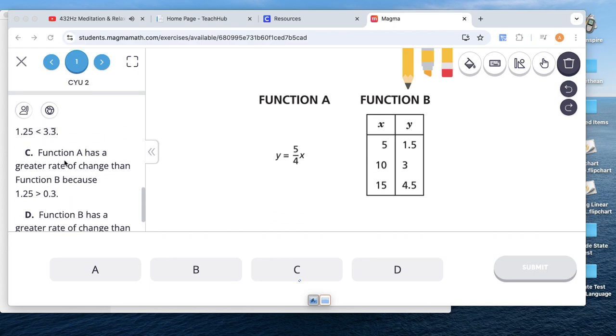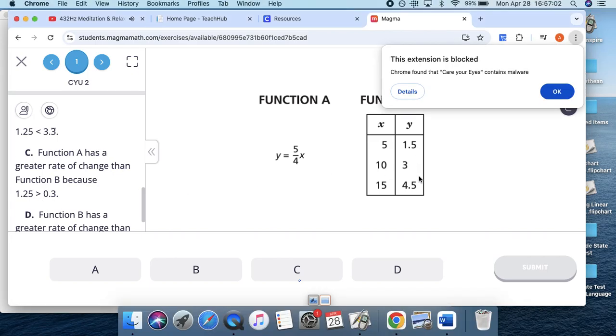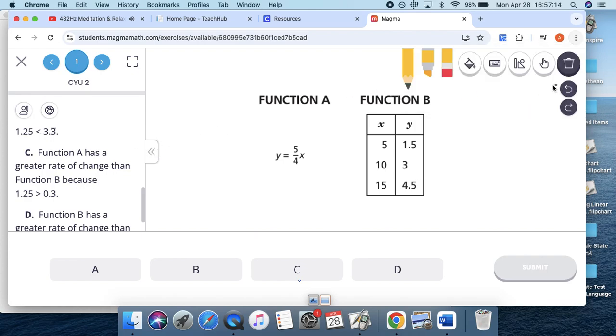So C says function A has a greater rate of change. 5/4 is the same thing as 1.25, right? And then the rate of change for B, if you divided 1.5 divided by 5, because that's what we got, is 0.3. So the answer would be C. Let's submit that. Hey, I got it correct.